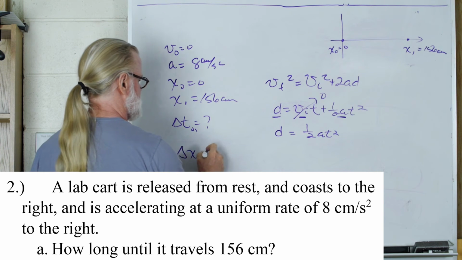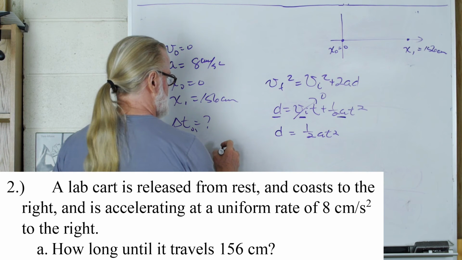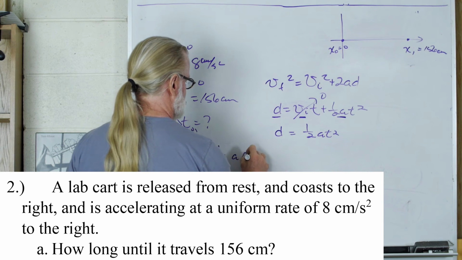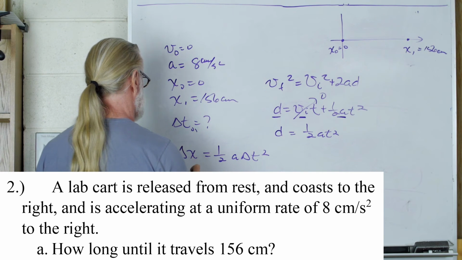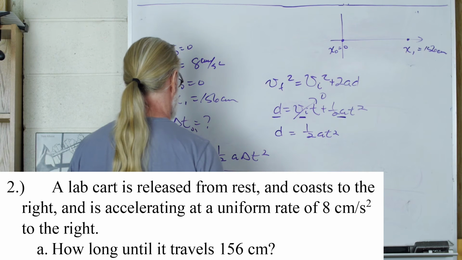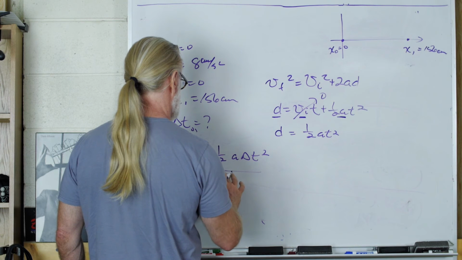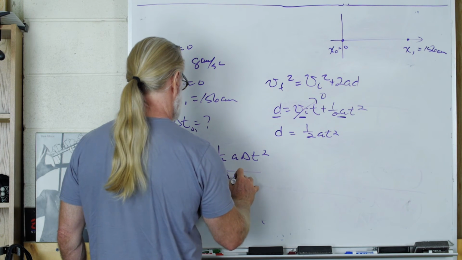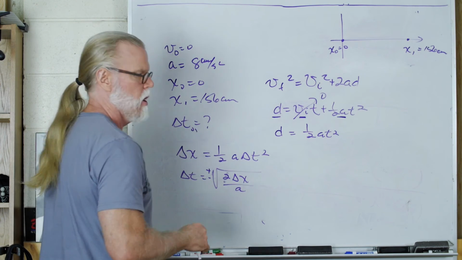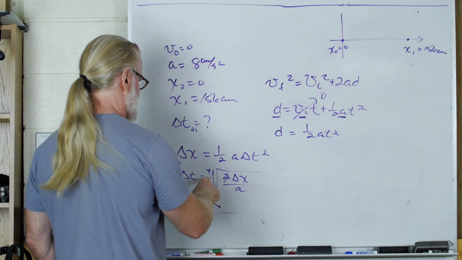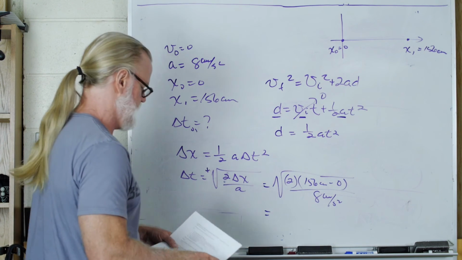I'm going to replace that with delta x, more meaningful to me. 1/2 a delta t squared. All right, delta t equals the square root of 2 times delta x all over a. And of course, that's plus or minus, but we're not dealing with negative time here, so we're taking the positive answer. All right, how long did it take?